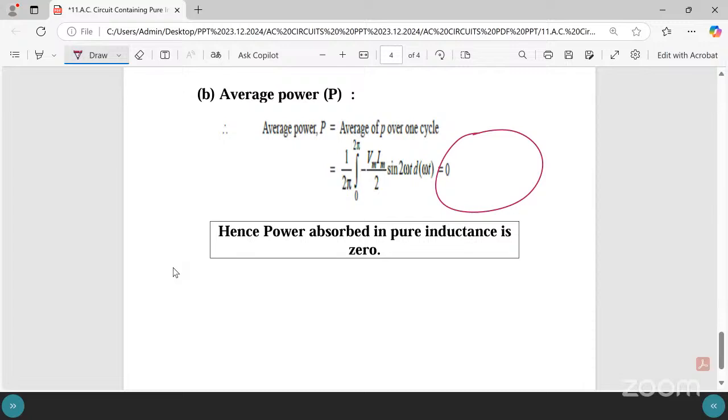For example, this fan is an inductive load. When you switch on the fan, current is flowing and it is rotating. Are you paying the bill for the fan if you use it for 1 hour? Yes. Now my assumption is the fan does not have a resistance. If there is no resistance, no heat. Even though it is rotating, my assumption is R is equal to 0. Then what is the power consumption? 0.